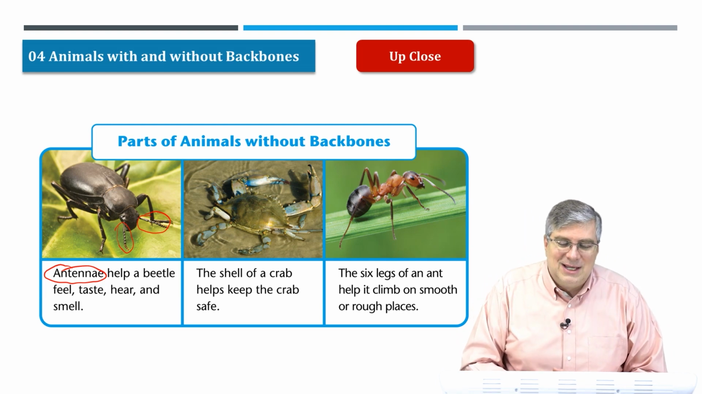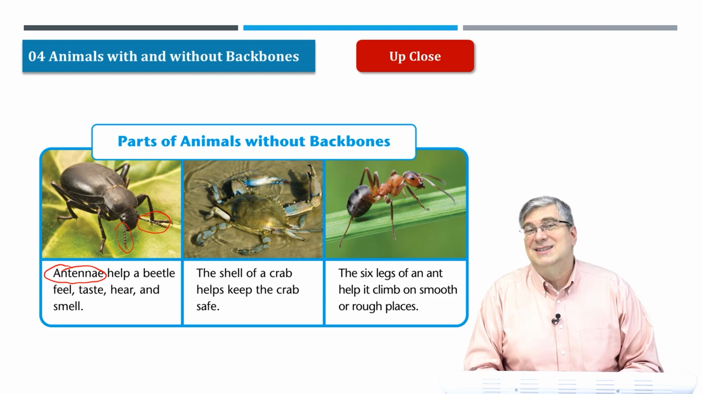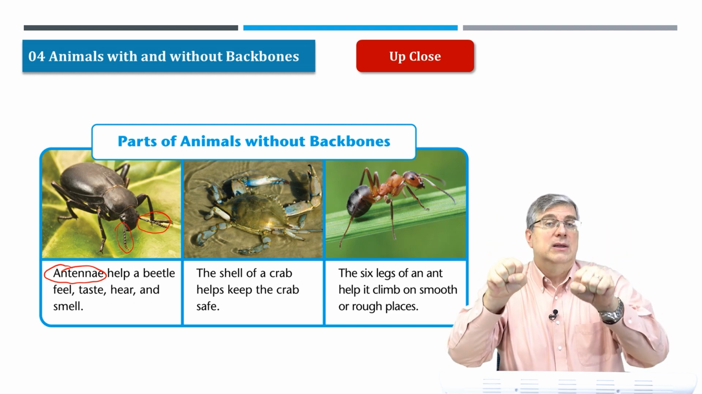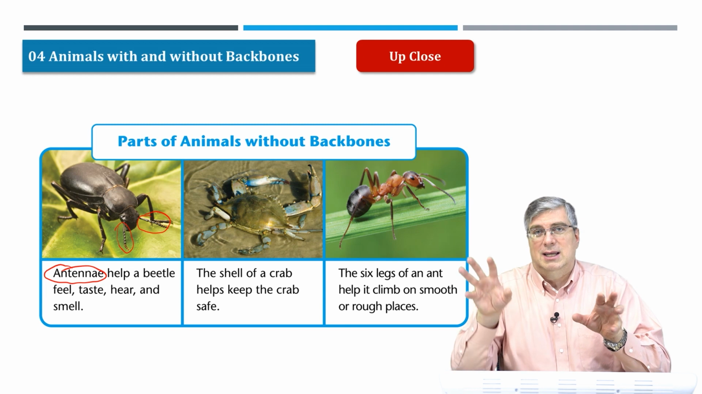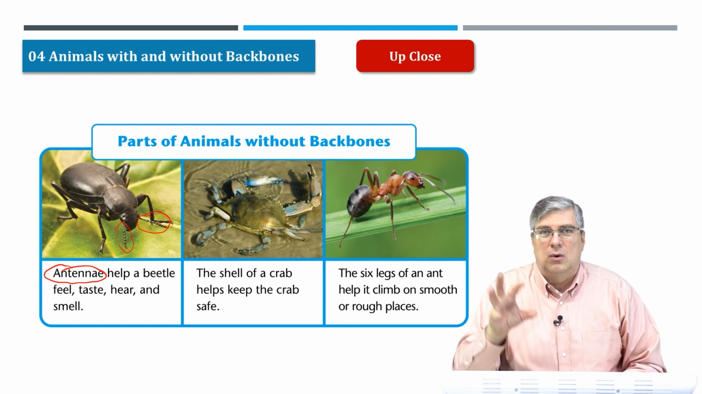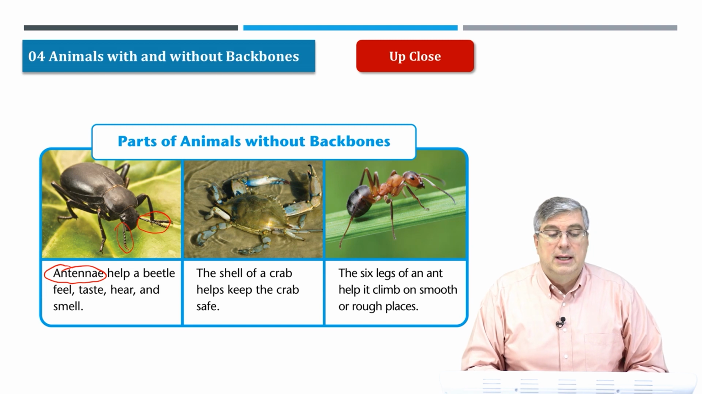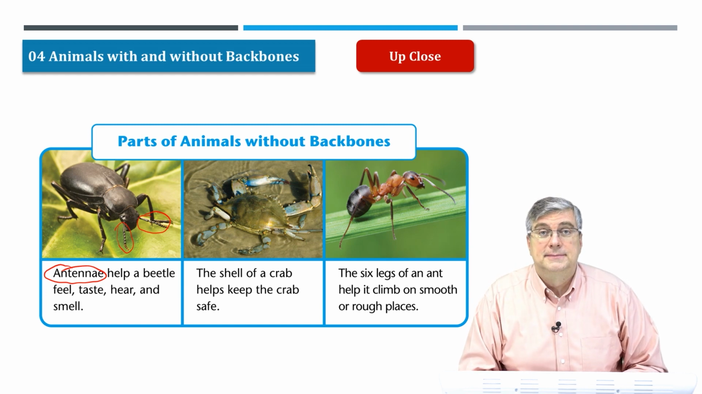Okay, so anyway, 6 legs of an ant help it climb on smooth or rough places. If an insect has many legs, it helps it to climb and to grab onto things. Think about a spider, right? A spider has 8 legs, right? Helps it to build the web and to hold on to things, right? Okay, so that's very interesting. Different parts of animals without backbones. Okay, well, let's begin the reading.